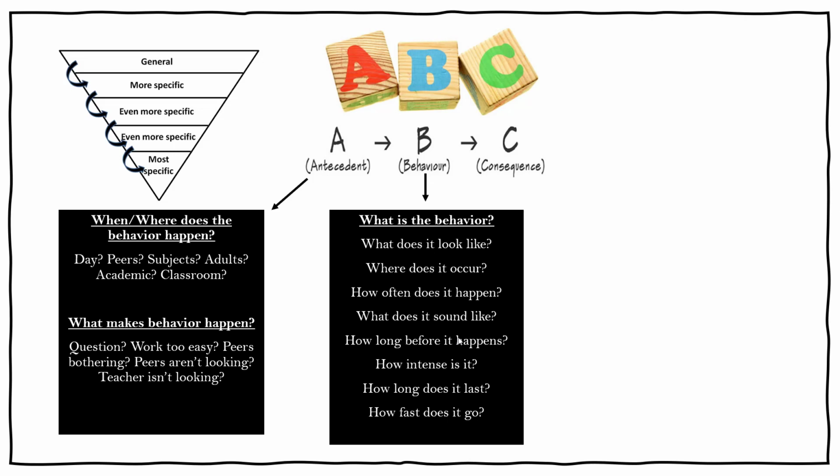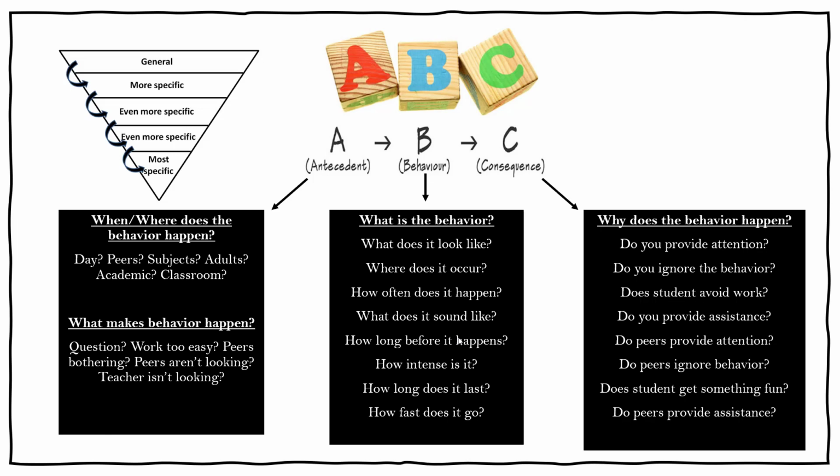After you are evaluating and analyzing the predictors of the behavior, then you want to look at the purpose of the behavior, and that's going to be your consequence, or what happens in the environment after the behavior occurs. To figure that out, you can ask yourself these informal questions. Do you provide attention? Does the student avoid his work? Do the peers ignore the behavior? Does the student get something fun? And you're just going to describe what's going on in the environment after the behavior occurs.